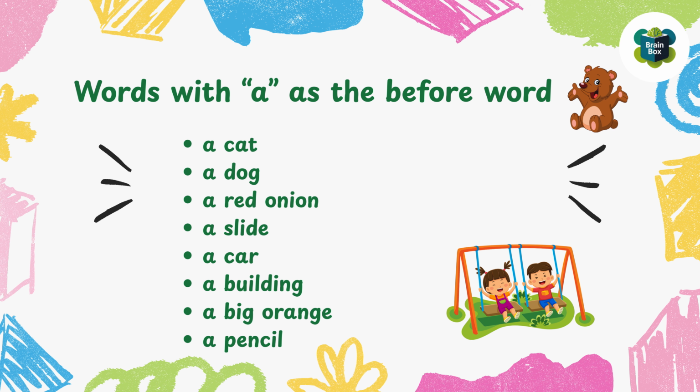Next, where to use a? It's a cat, a dog. Can you tell me why? Yes, you are right, because the first alphabet of the word is a consonant, and before a consonant we have to use the alphabet a. So it's a building, a big orange, a pencil, a slide. So in this way you can easily find where to use an and where to use a.